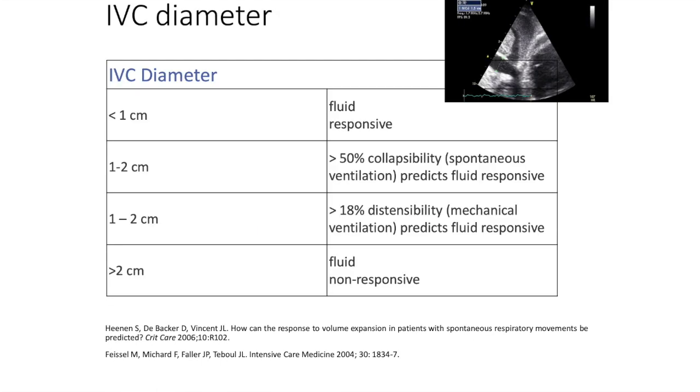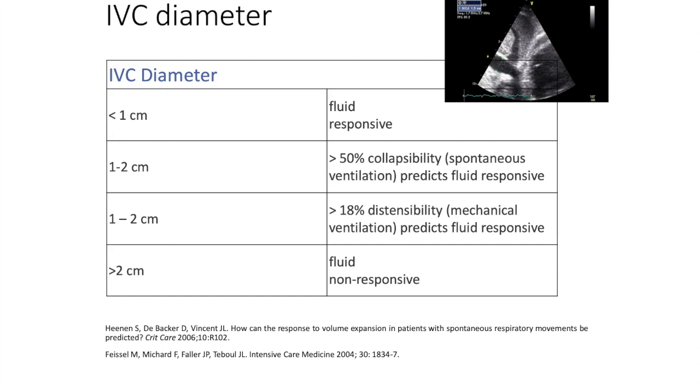However, there have been specific studies in ITU, and overall you can make this generalization, but again this needs to be taken with a pinch of salt. A very small IVC, less than 1 centimeter, would imply that the patient has a very low right atrial pressure and is almost certainly fluid responsive. A patient with a very big IVC, greater than 2 centimeters, the chances are they have a high CVP, right atrial pressure, and they are likely to be fluid unresponsive.